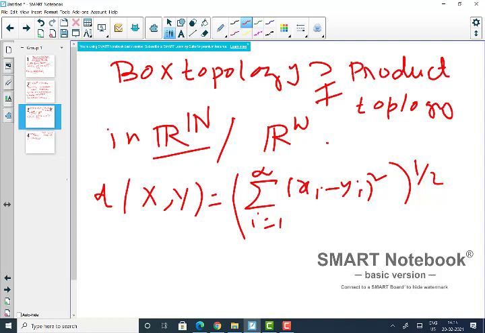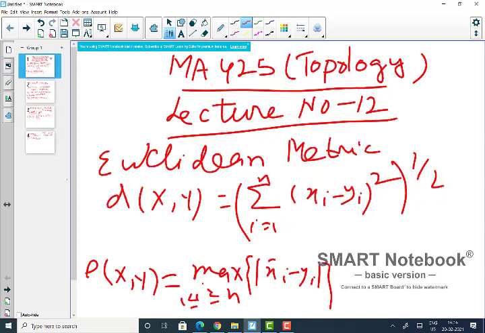In fact, in R^n, this infinite sum does not converge. It converges in a proper subset of R^ω, which is called an L2 space. Maybe you will learn it in functional analysis, okay? So now again you can ask a similar question about the other metric.